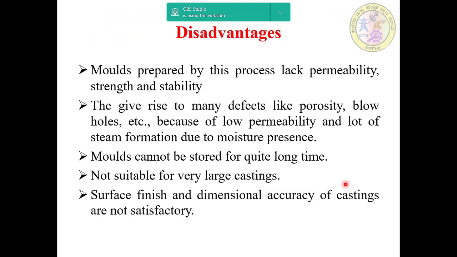And these are the disadvantages of green sand molding. Molds prepared by this process lack permeability, strength and stability. It gives rise to many defects like porosity, blowholes, etc., because of low permeability and a lot of steam formation due to the presence of moisture. Molds cannot be stored for a long time, and are not suitable for very large castings.